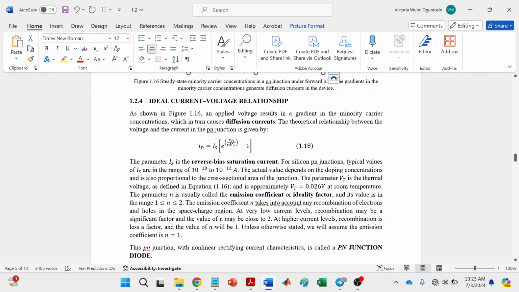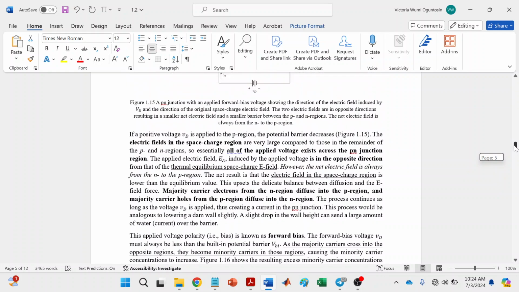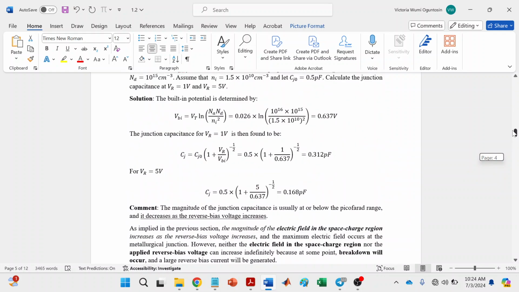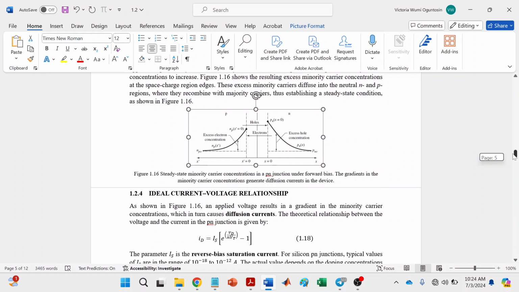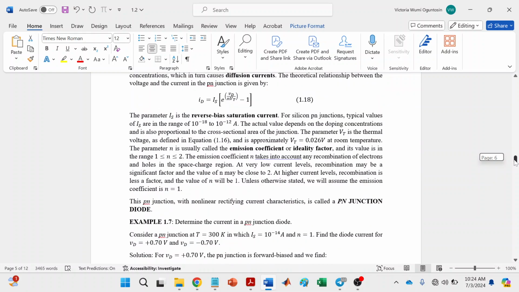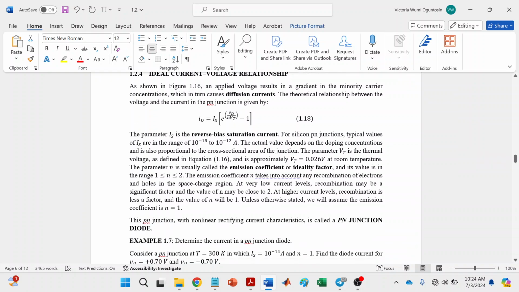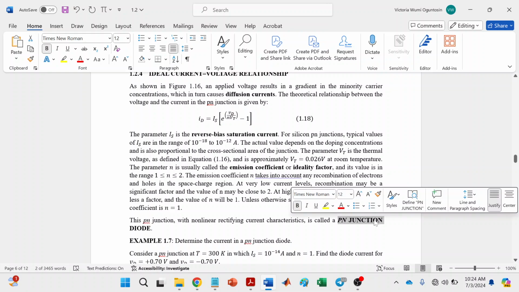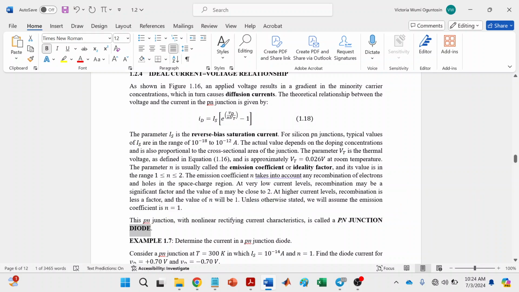So we now look at the IV relationship of a PN junction. It's important to note that this PN junction that we have been discussing is called a diode. It's called a PN diode. So instead of calling it a PN junction, we can essentially replace it with a diode.